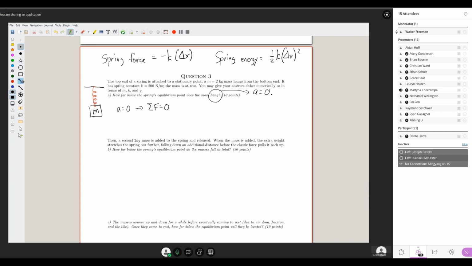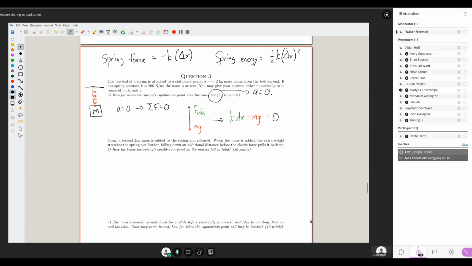So if I think about the force diagram, weight goes down. It's not the best force diagram I've ever drawn. Elastic force goes up, weight goes down. So this tells me that the elastic force, which is K delta x, minus mg equals 0.